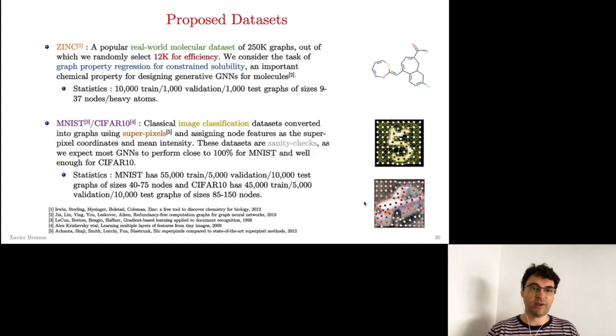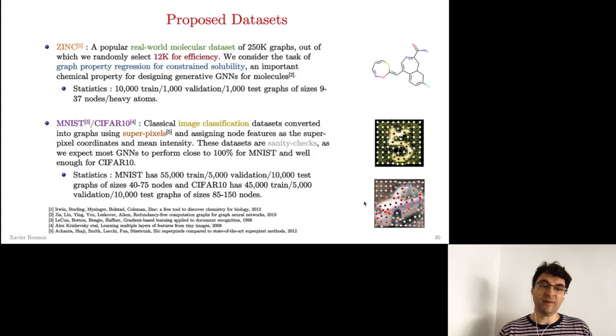So for the proposed tasks, we use ZINC. ZINC is a real-world molecular dataset, and we regress the constrained solubility, which is an important chemical property when we want to design better molecules. We also use MNIST and CIFAR, which are classical image classification datasets that we convert to graphs using superpixels. For us, they are sanity checks, as we expect to be close to 100% for MNIST and to do well enough for CIFAR.